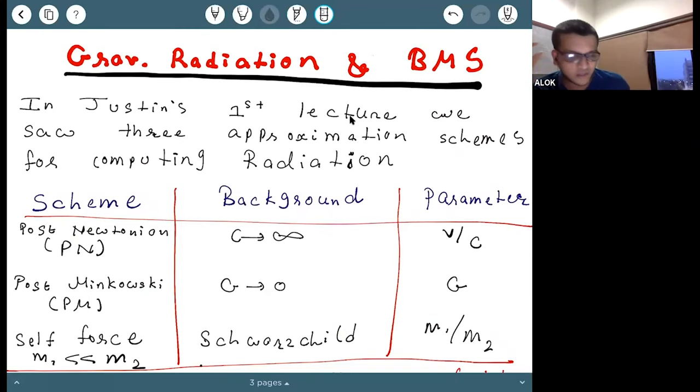I'm going to do kind of a real-time lecture, but for the introduction, I've already written some things down. This is something I shamelessly took from Justin's lecture, where he outlined the three most common approximation schemes for computing radiation in the inspiral problem or also in scattering.